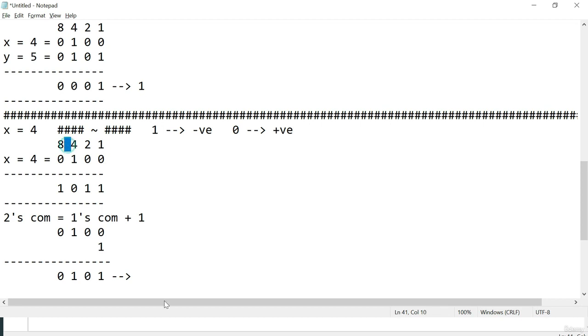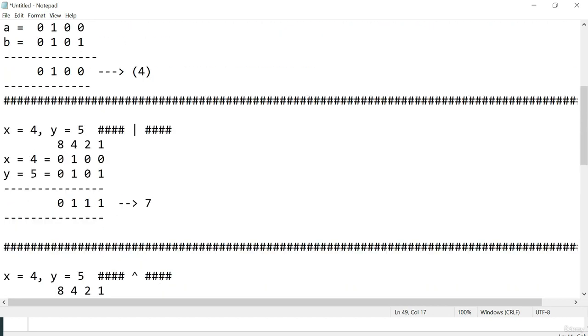So 4 and 1. We need to add 4 and 1. Now what is the value? 4 plus 1 is nothing but 5. Since it is a negative number, we need to put minus 5. So if we find the complement of 4, my output will be minus 5. So in this way we can find the complement. I hope all of you understand these 4 operators.